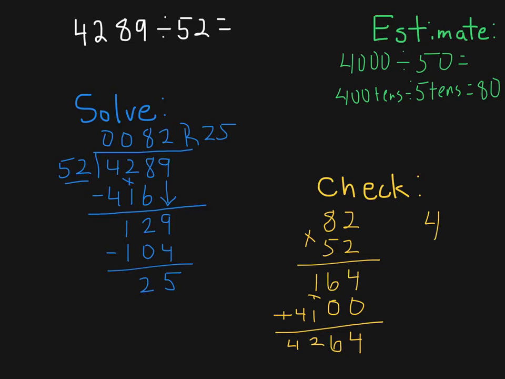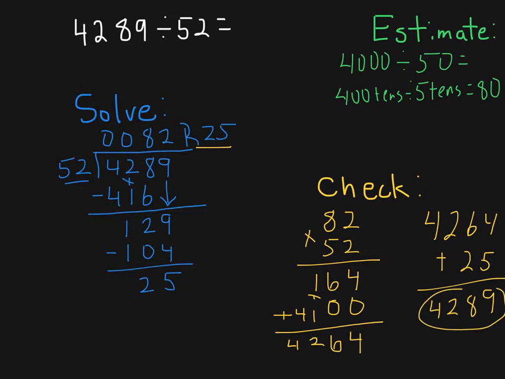So on to part 2, 4,264 plus my remainder, which is 25. 4 plus 5 is 9, 6 plus 2 is 8, 2 plus 0 is 2, 4 plus 0 is 4. So my answer to my check is 4,289.